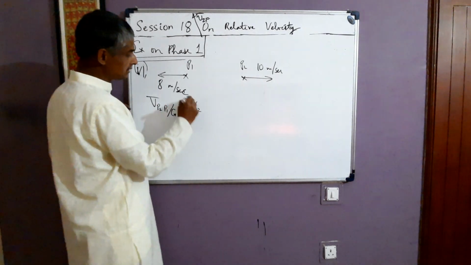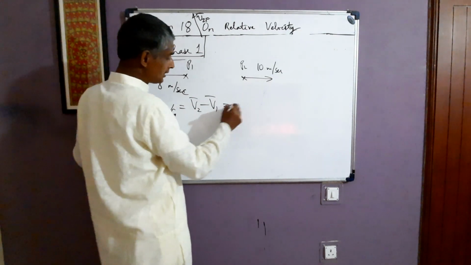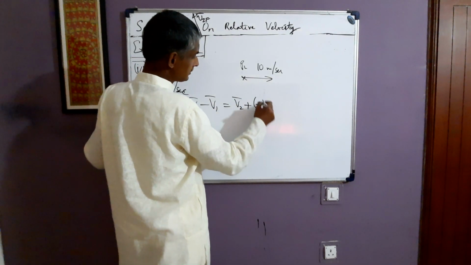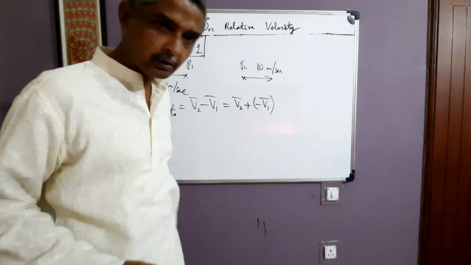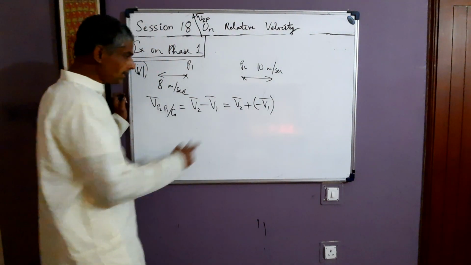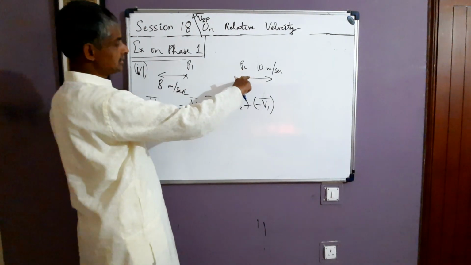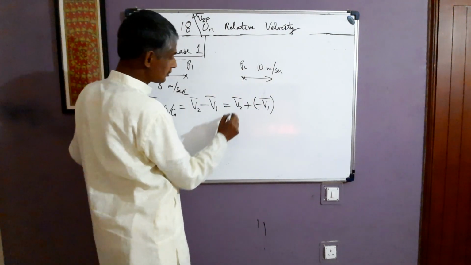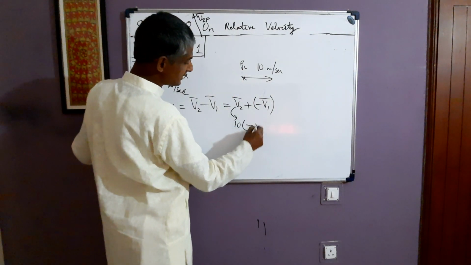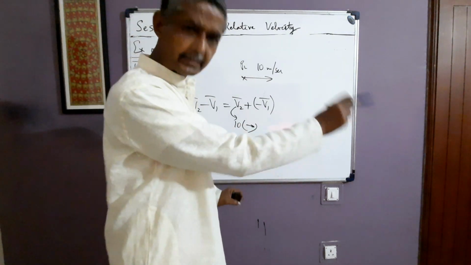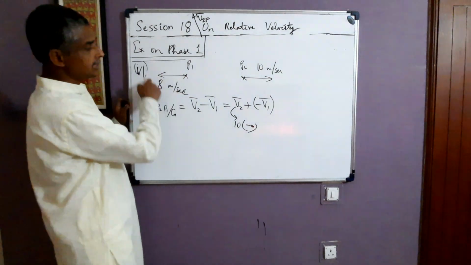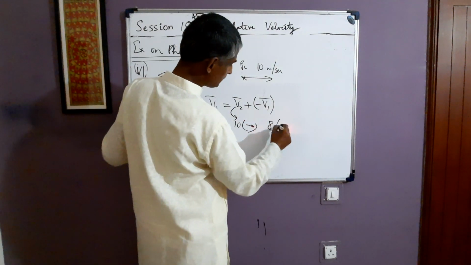That is nothing but V2 minus V1, that is V2 plus minus V1. Now V2 is nothing but 10 right. 10 meter per second right. I simply say 10 right, and I omit the meter per second and write it at the end. And V1 is 8 left, so minus V1 will be 8 right.